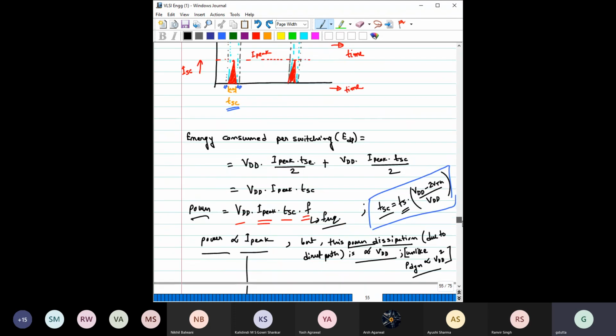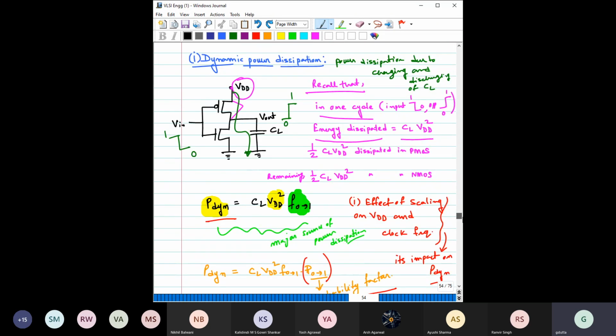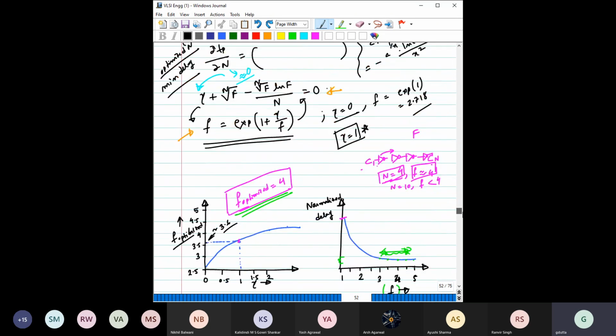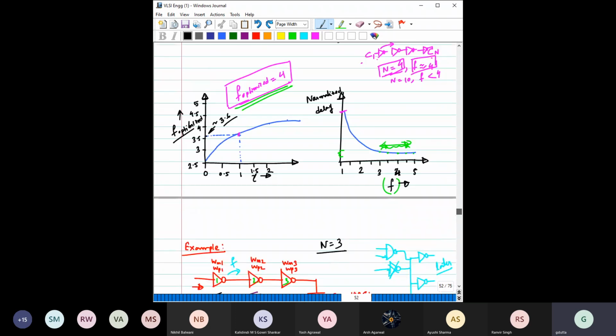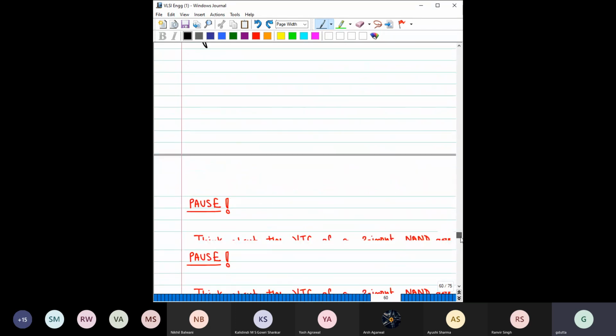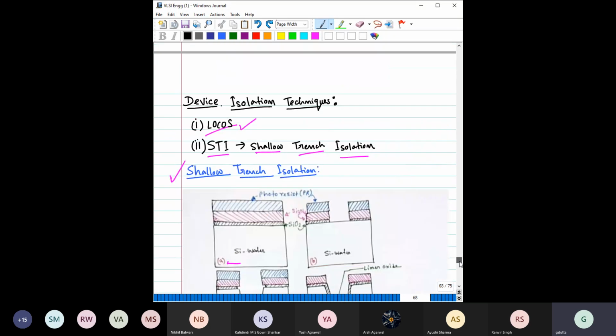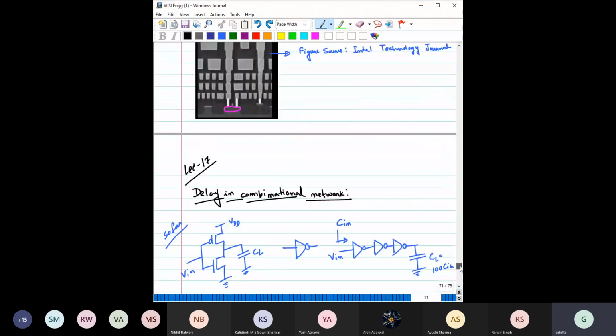Prior to that, we were primarily focusing on the delay part. So let us discuss a couple more things on delay which are relevant from a practical design point of view.